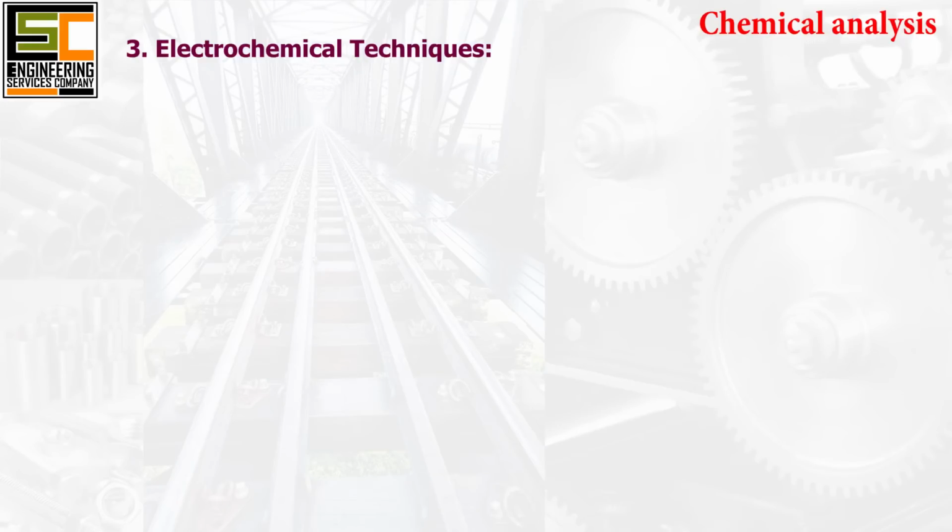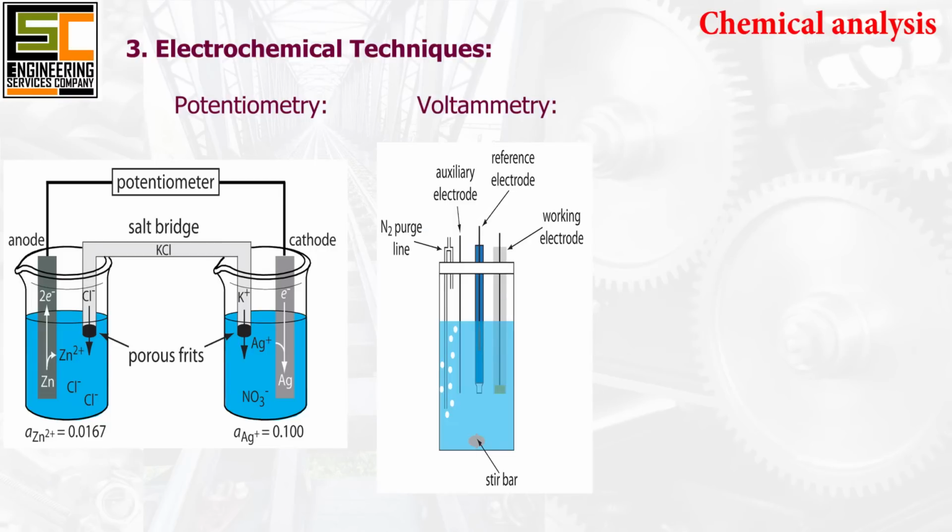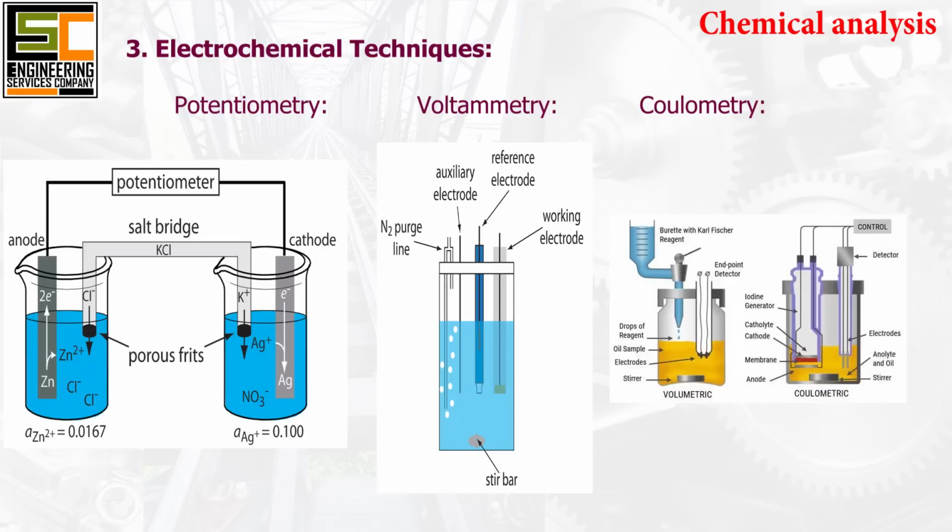3. Electrochemical techniques. Potentiometry measures the voltage or potential difference between an indicator electrode and a reference electrode to determine the concentration of ions in a sample. Voltammetry measures the current flowing through an electrochemical cell as a function of the applied potential to analyze redox reactions and quantify analytes. Coulometry quantifies the amount of substance in a sample by measuring the amount of electricity required to carry out a specific chemical reaction.